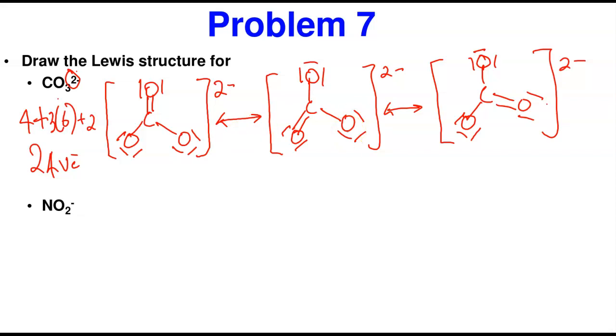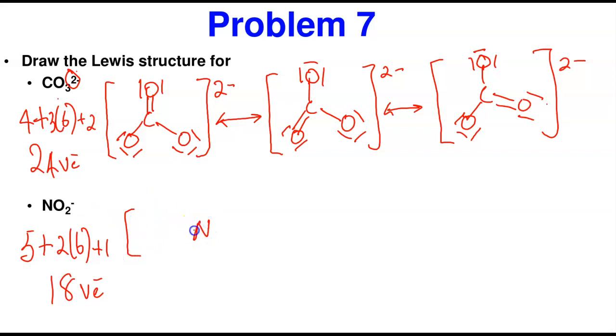The last problem, but not the least, is NO2 minus. Again, nitrogen is in group 5, so 5, plus oxygen is in group 6, so it's going to be 2 times 6. And then because of this negative, we're going to add plus 1. And when you add everything, it's going to give you 18 valence electrons.